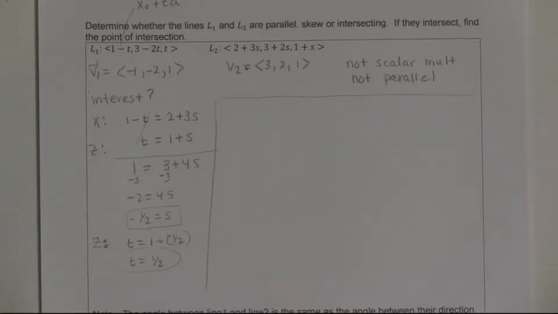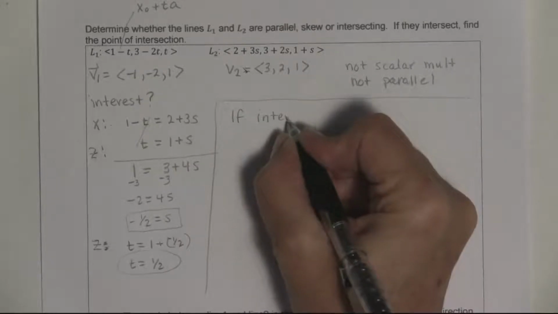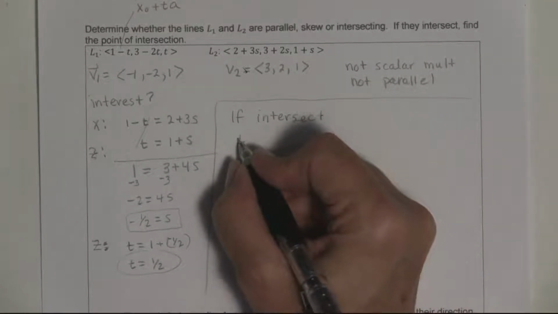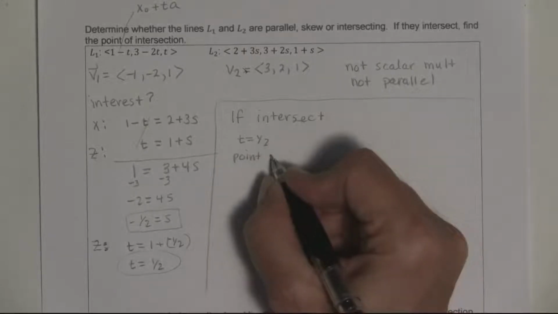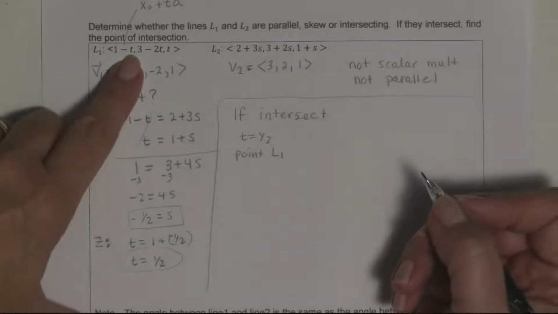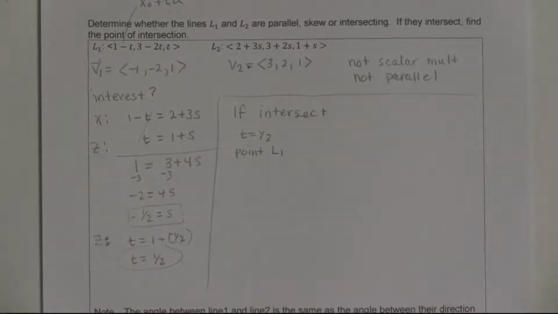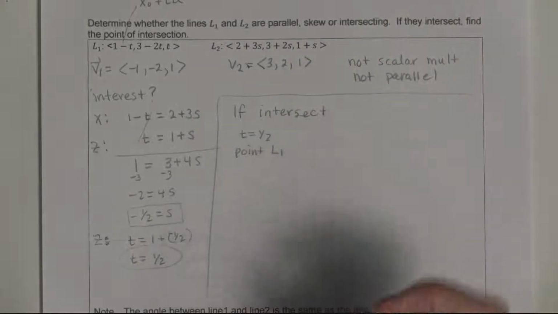I'm going to say that if they intersect, it will be when t equals 1/2, and we're going to find the point on line 1. So we're going to put in 1/2 here. I know that it's a vector, but we're looking at it as a point because it's the vector pointing to our line.